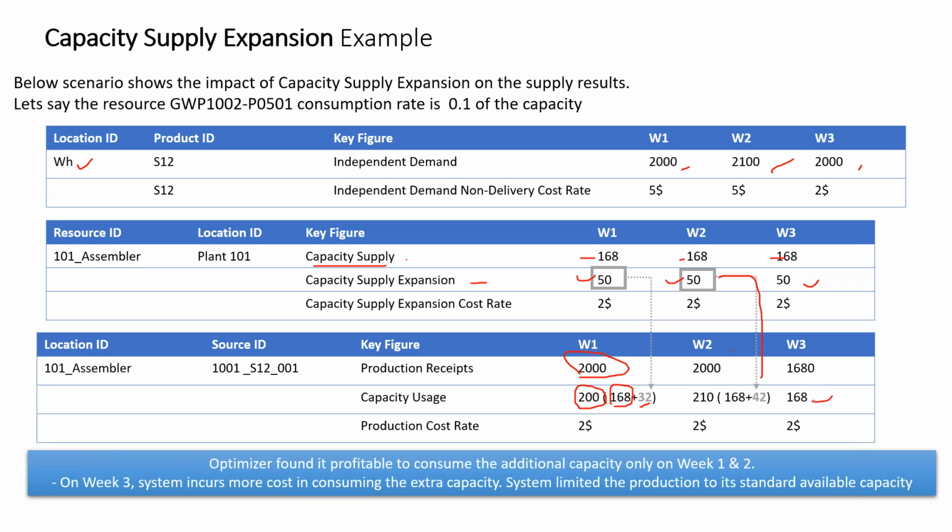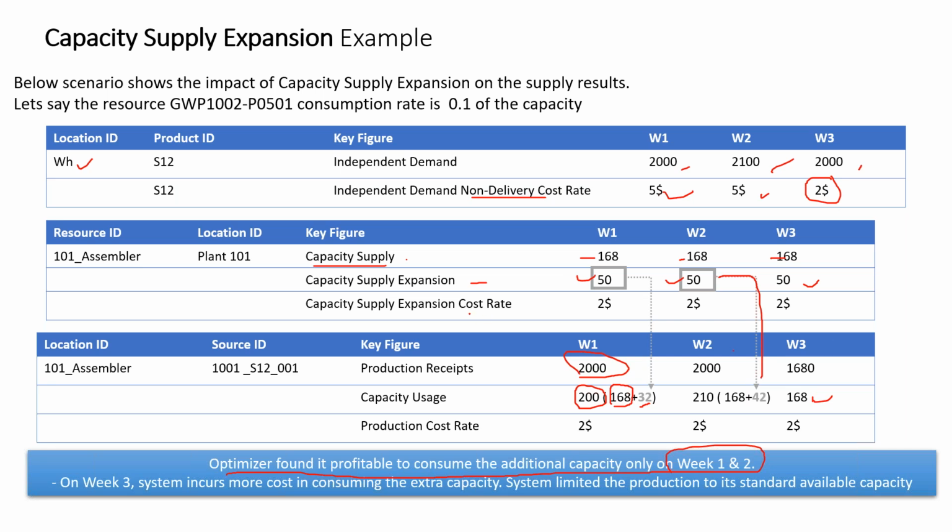That means it just consumed the available capacity that is there because the demand is less. The optimizer found it profitable to consume the additional capacity on week 1 and week 2. Why? Because the non-delivery costs are $5, $5, and here it is just $2.